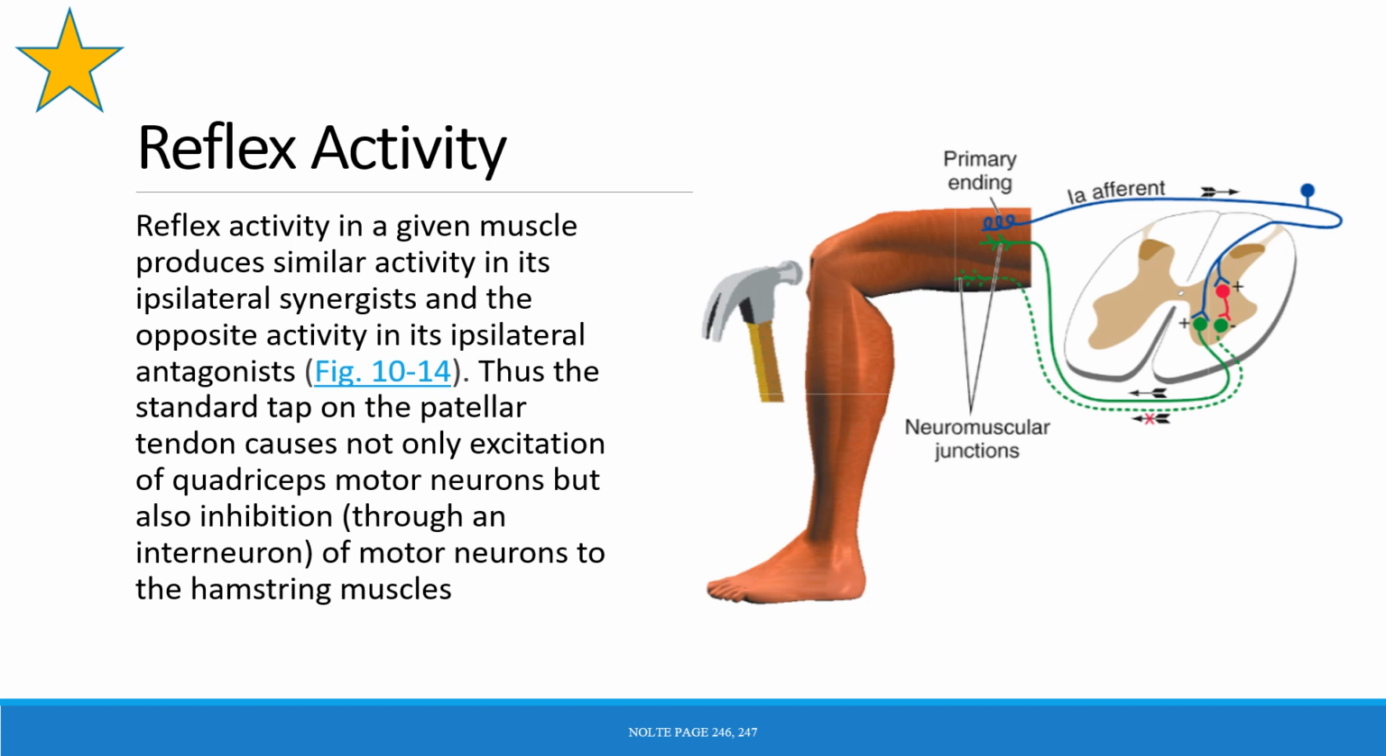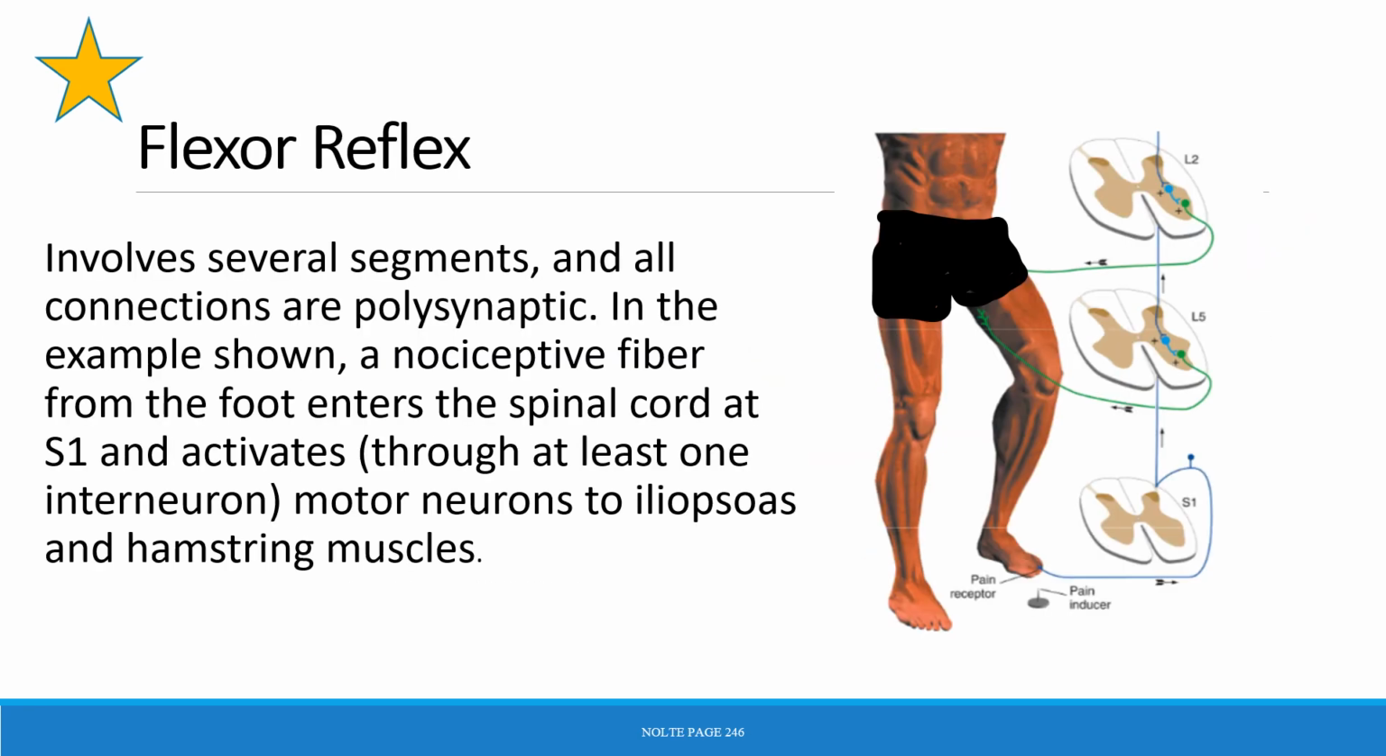Okay, so added in here, you can see that the muscle spindle is using the 1A afferent, remember. So from chapter 9, our spindles are 1A afferents, our GTOs are the 1Bs. Flexor reflex involves several segments, and all connections are polysynaptic. In the example shown here, a nociceptive fiber from the foot enters the spinal cord at S1 and activates through at least one interneuron the motor neurons to iliopsoas and hamstring. Okay, so iliopsoas, that major hip flexor, remember, and then hamstring on the back of the upper thigh.